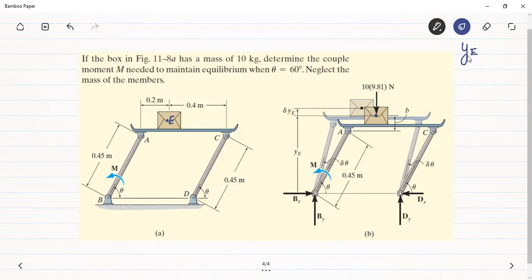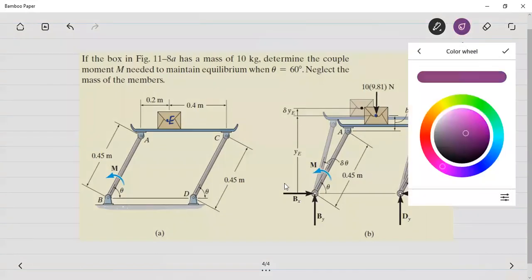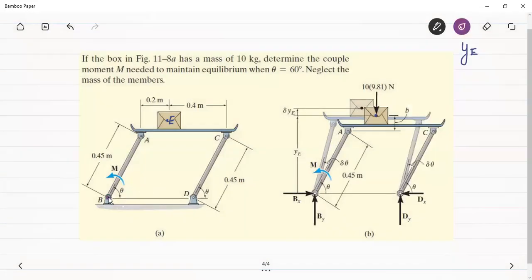So we are interested in finding the coordinate of the point E. Therefore, we have to fix the origin of the coordinate system. This will be the reference x-axis, and this will be the reference y-axis. There isn't any need to find out where this moment is acting because a couple moment is a free vector. There isn't any need of finding the coordinate of the point where M is acting because it can act at any point.